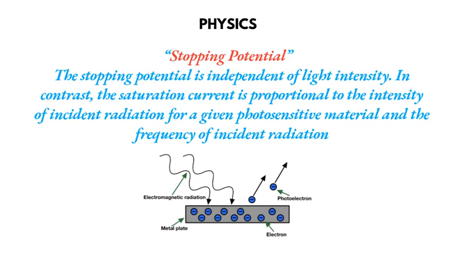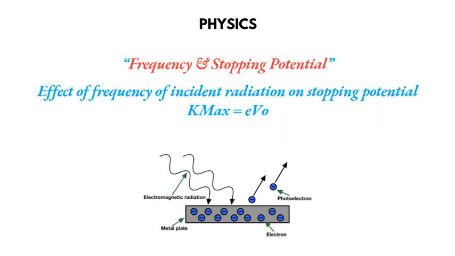In contrast, the saturation current is proportional to the intensity of incident radiation for a given photosensitive material and the frequency of incident radiation. The effect of frequency of incident radiation on stopping potential is expressed as Kmax equal to e times V₀, where Kmax is the maximum kinetic energy and V₀ is the stopping voltage.